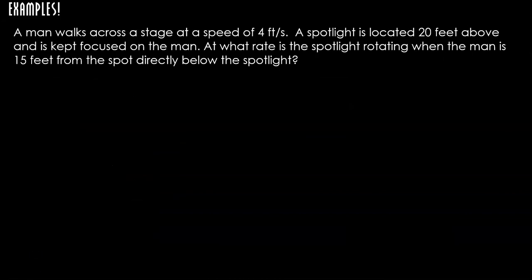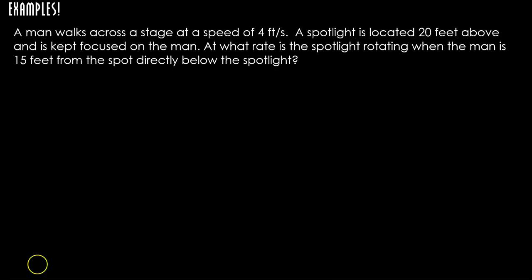Last example. A man walks across the stage at a speed of 4 feet per second. A spotlight is located 20 feet above the stage and is focused on the man. At what rate is the spotlight rotating when the man is 15 feet from the spot directly below the spotlight?